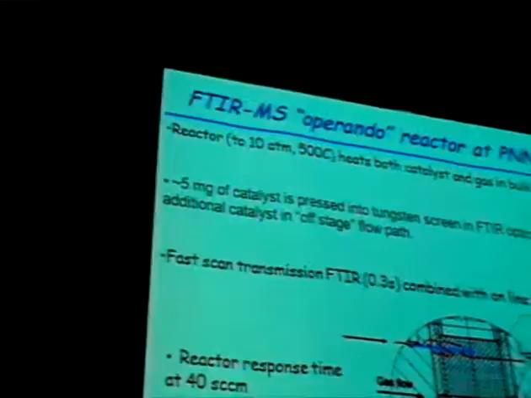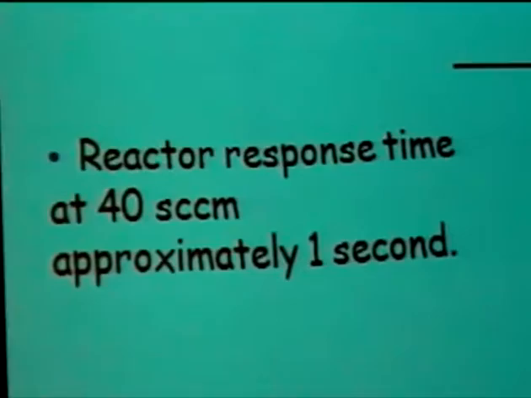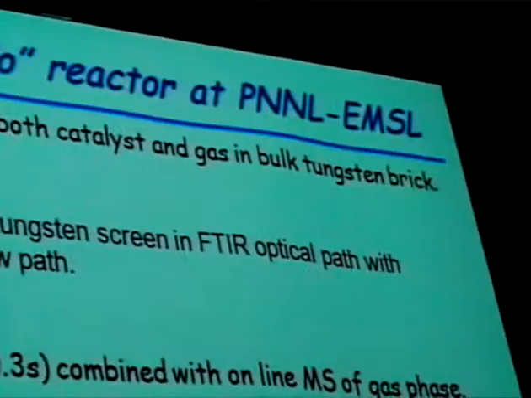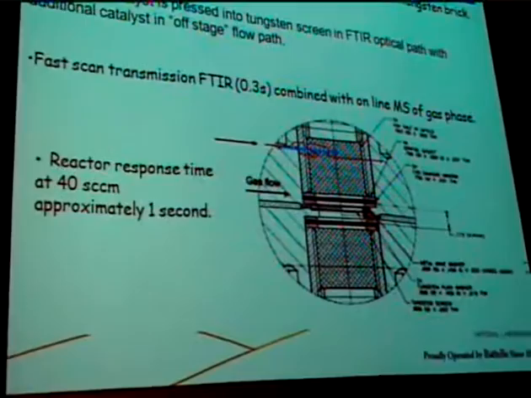Okay, so here's the machine. I won't talk too much about it. I came after it was built, but it is an FTIR-MS, a simultaneous mass spec and FTIR so-called operando machine, with a few percent of the catalyst held in the flow path in the IR transmission window, and the rest of it out of sight to give you conversions that you can measure with the mass spec. The gas response time is approximately a second in there. You have a nice band to look at. You can also get spectra on that sort of time scale, a couple of seconds or less.